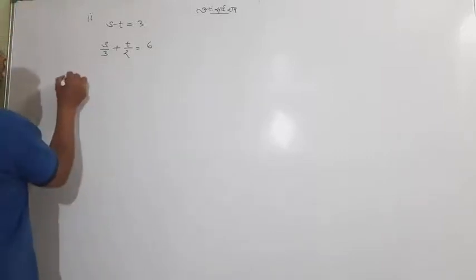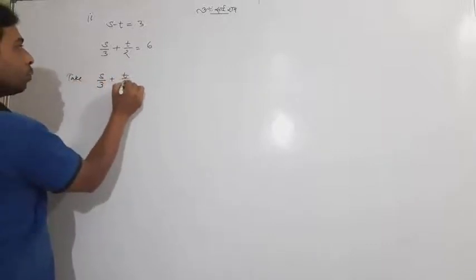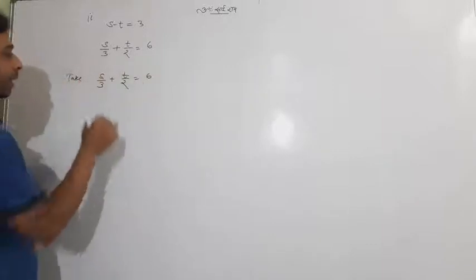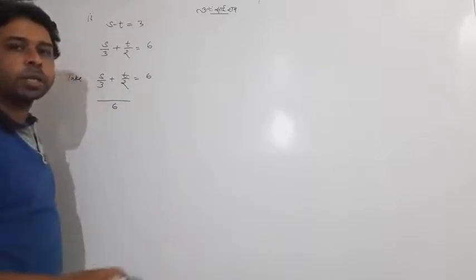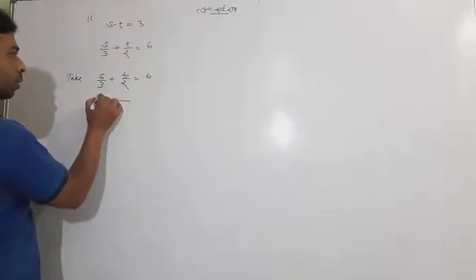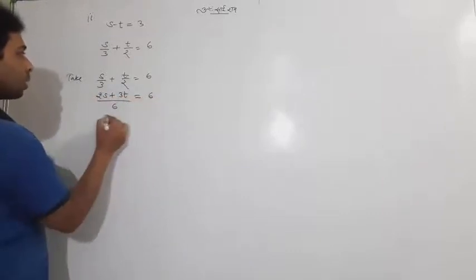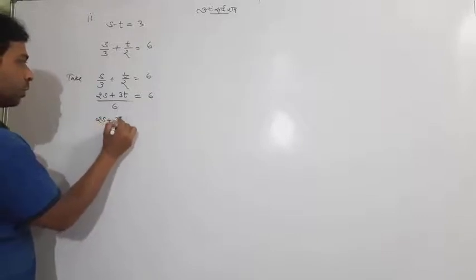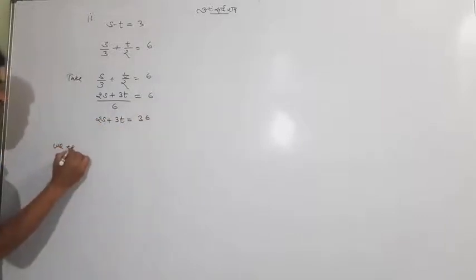Taking the equation: s by 3 plus t by 2 is equal to 6. Take an LCM, it is 6. It is not necessary, but it will be convenient. That's why take an LCM. 2s plus 3t is equal to 6 times 6, which is 36. Now we have the equations.